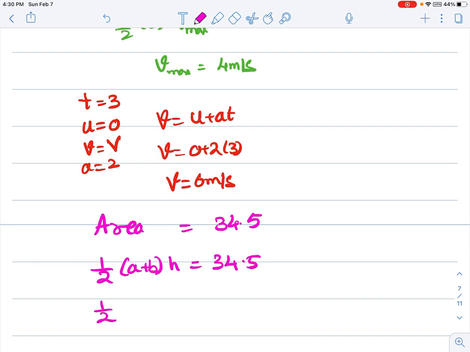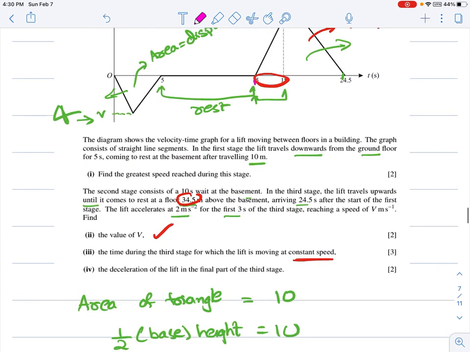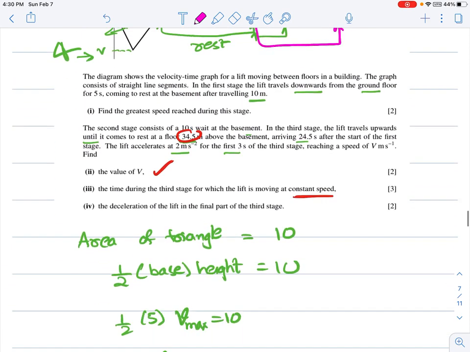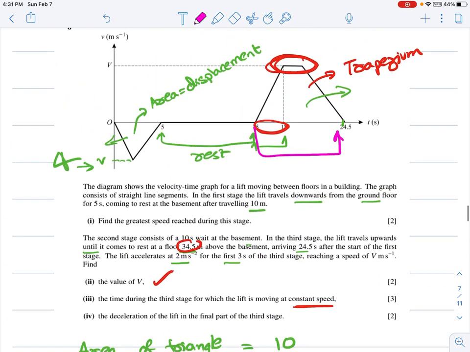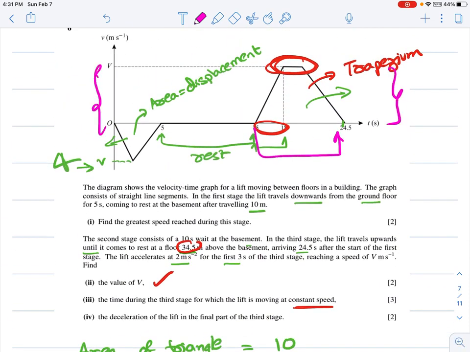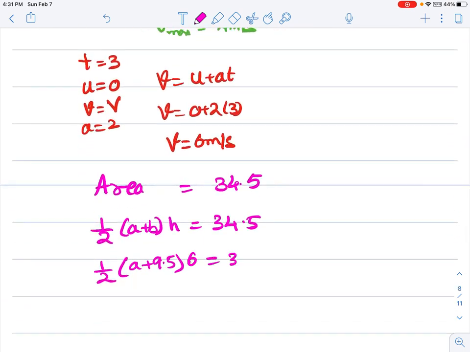Half times the length of the parallel sides. The first one I may not know, a, plus b. From 15 to 24.5, how much is that? 9.5. Let that be b, 9.5. Height is the velocity v, which just now we got as 6. So half times (a plus 9.5) times 6 is equal to 34.5. From there I get the value of a.